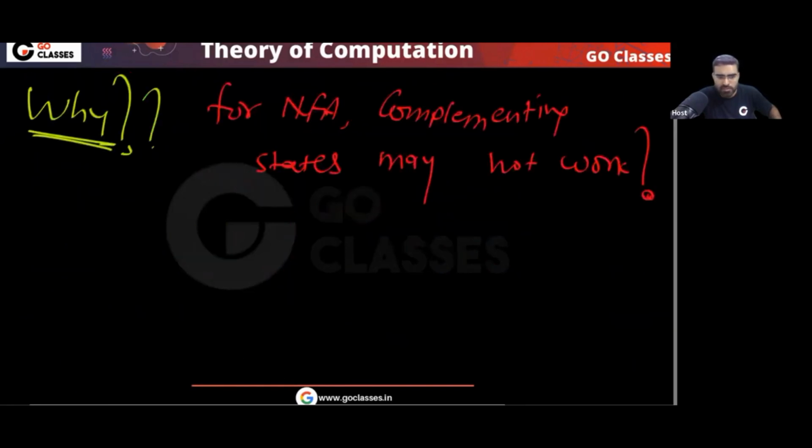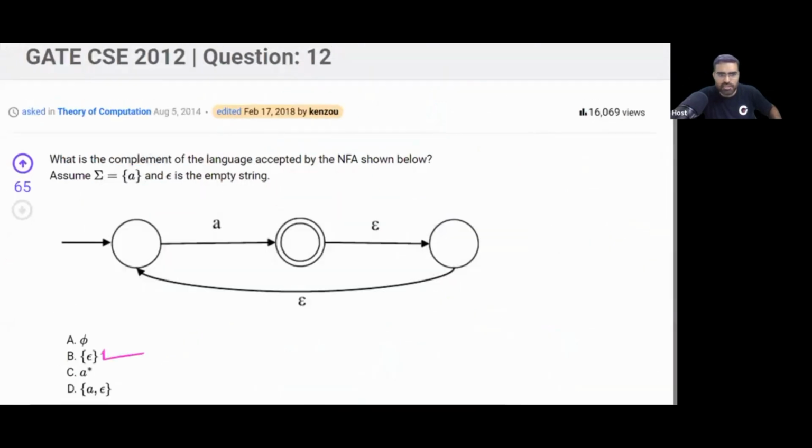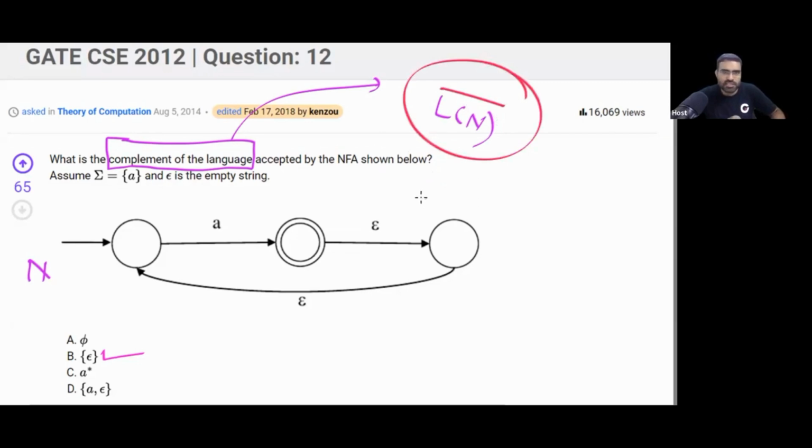Now let me tell you something very interesting. This is your GATE exam question, right? Now, can you see this question is actually very simple? For this question, all you need to do is find the language and complement it. The question is asking for the complement of the language of this NFA. So can you tell me the question is easy or not?